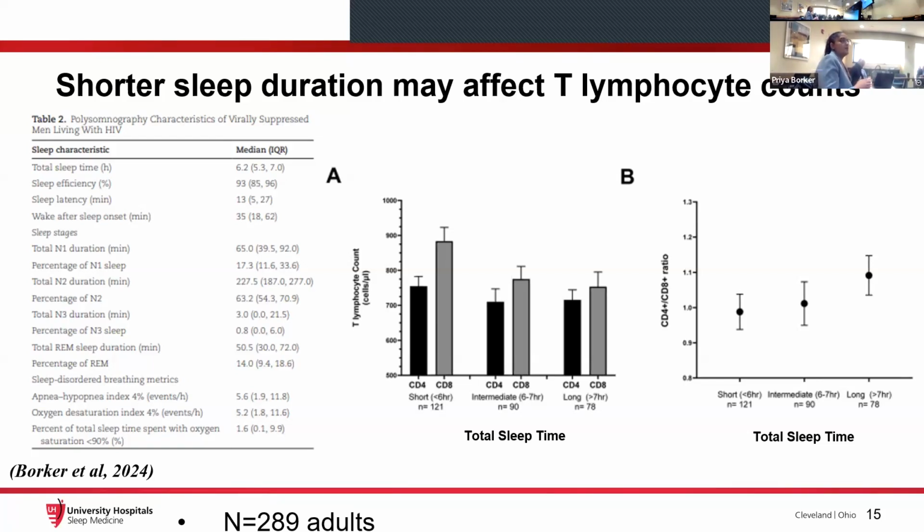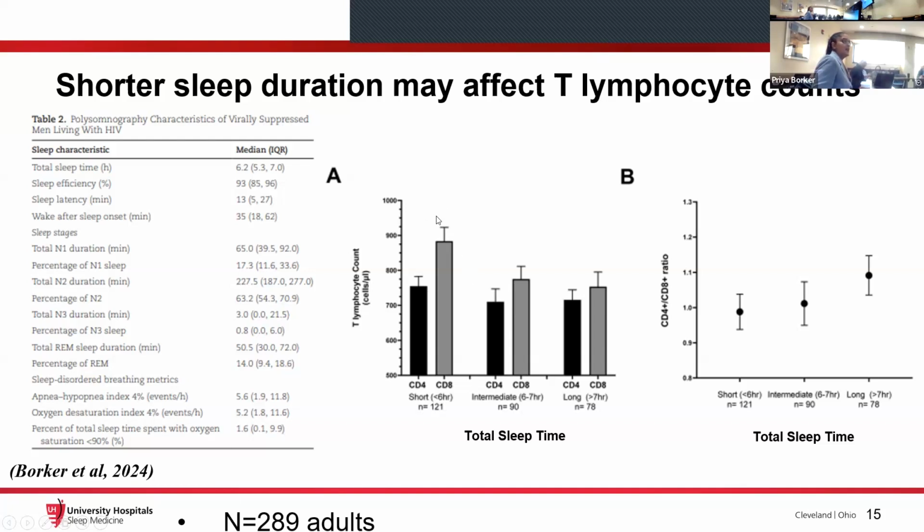I will say that this was a fairly non-sleepy population. And due to the limitations of the NOx A1, there was a paucity of slow wave sleep that we were able to see. But apart from that, you could see that with total sleep time, the amount of CD4 T lymphocytes really isn't substantially different between people who have a short sleep duration, less than 6 hours, versus an intermediate versus a long. These are virtually similar.